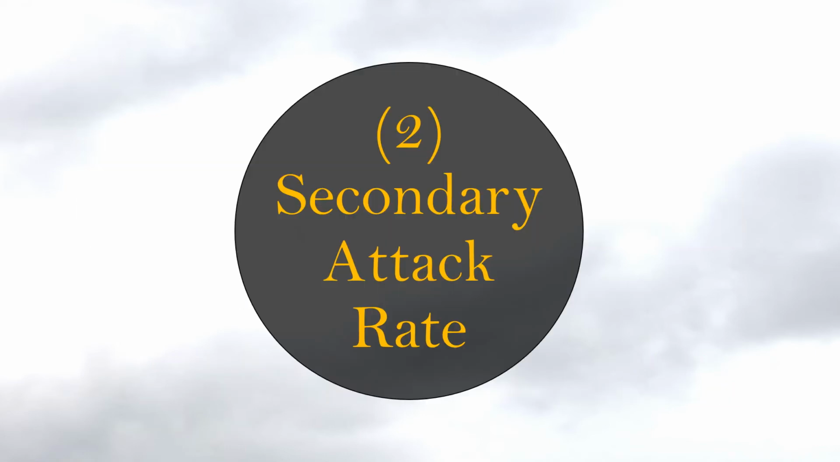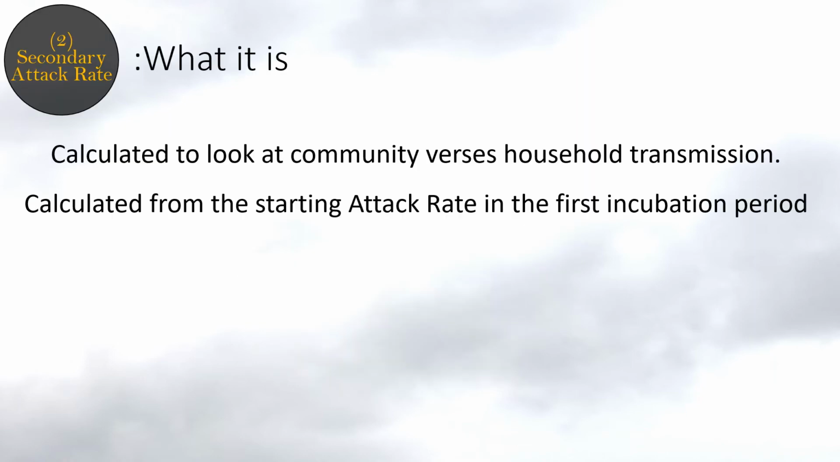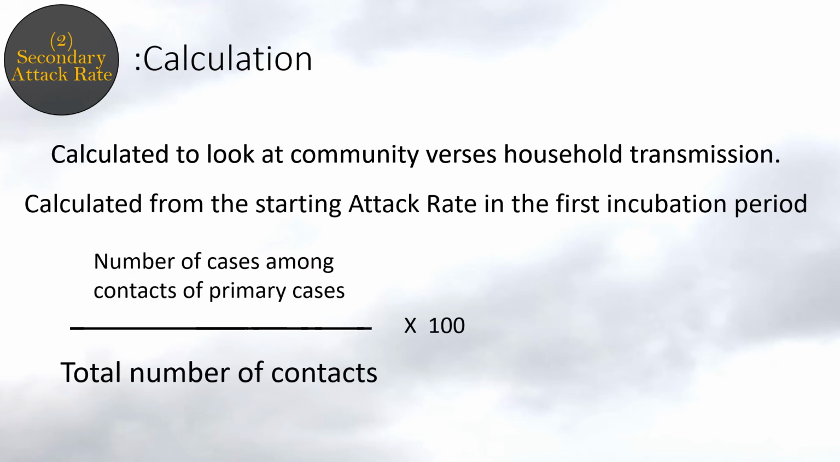So, secondary attack rate is a bit different and a little bit more complicated. It's calculated to look at the community versus the household transmission, and calculated starting from the attack rate, and you need to add in the incubation period. So the calculation of it is the number of cases among the contacts of the primary cases divided by the total number of contacts times 100 to give it a percent.